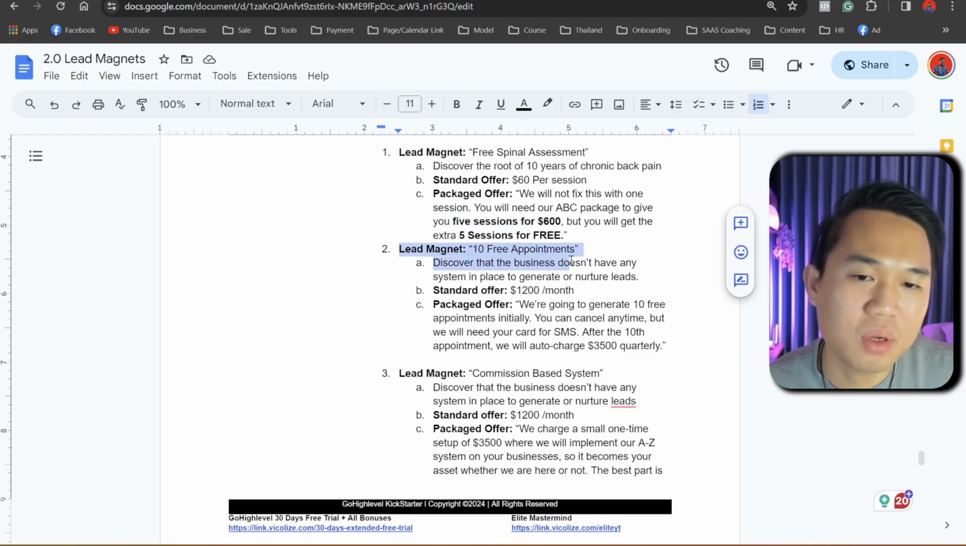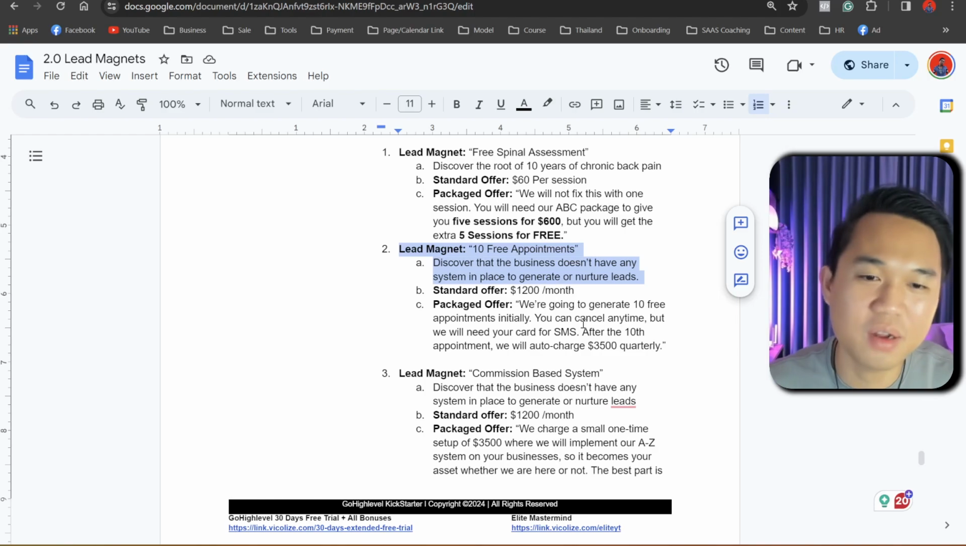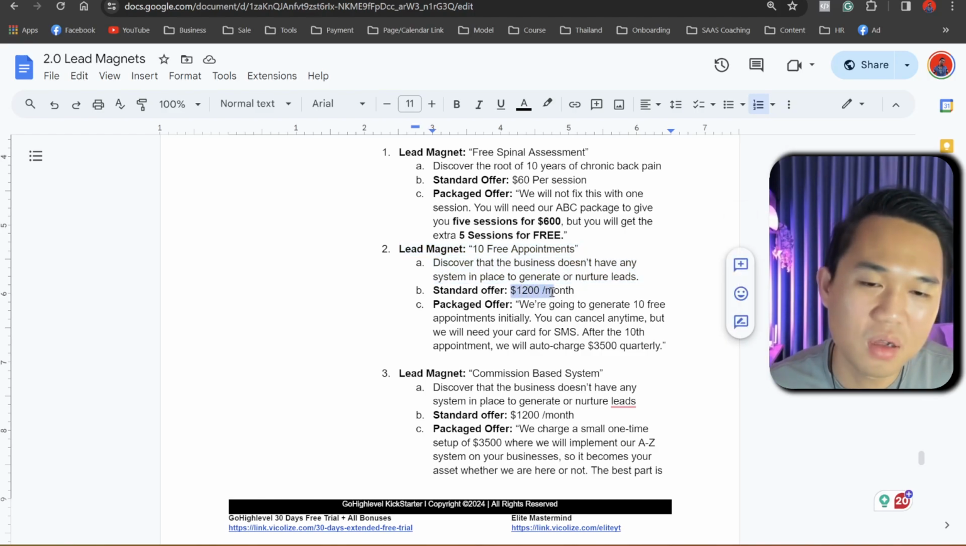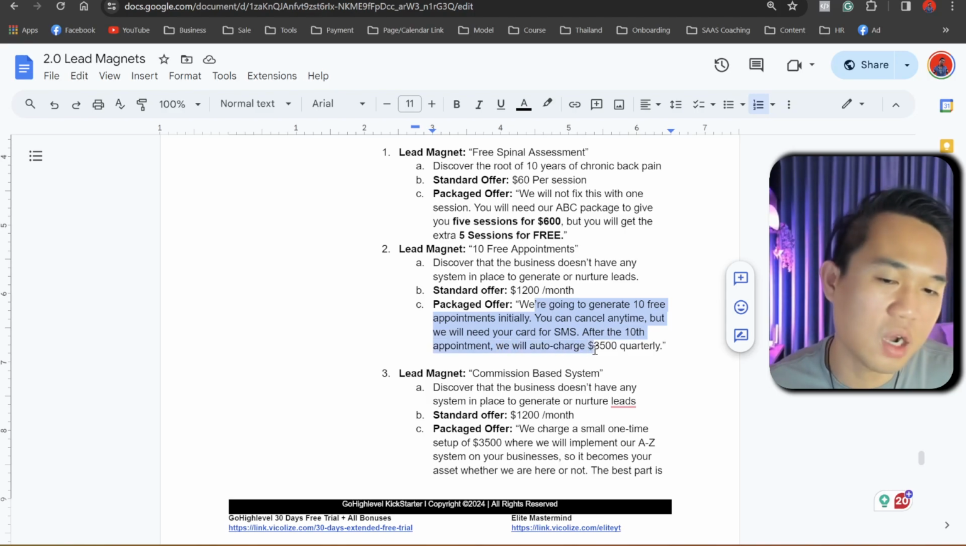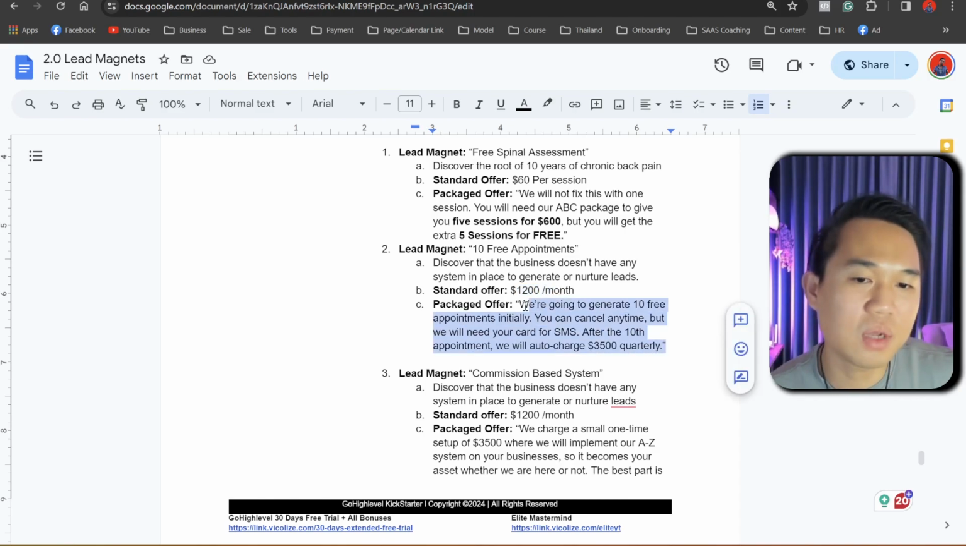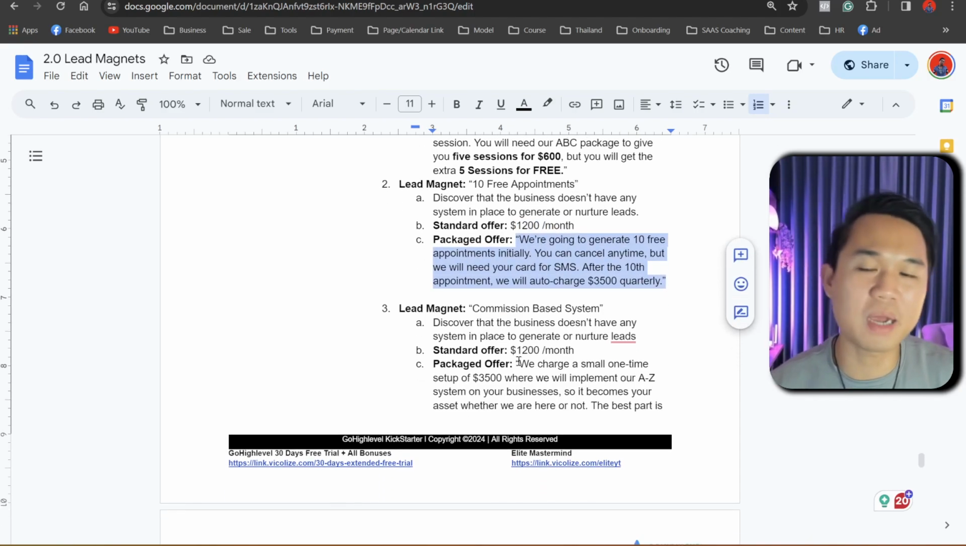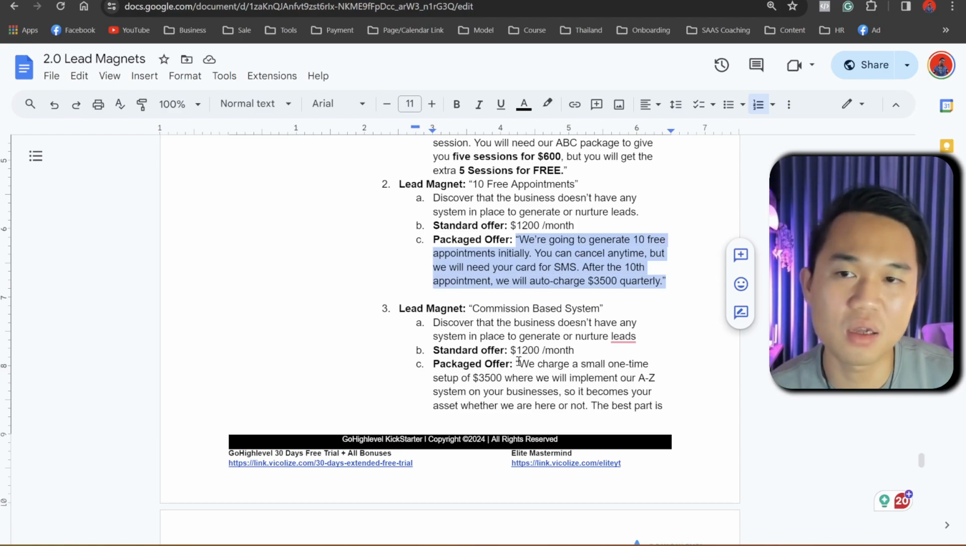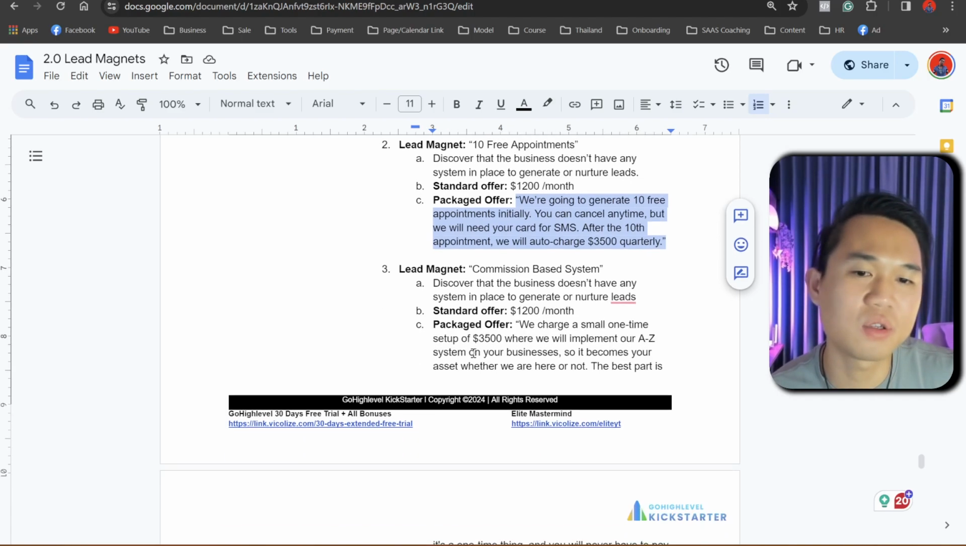Lead magnet: 10 free appointments. Discover that the business doesn't have any system in place to generate or nurture leads. Like when setting this up for a business, we find out they don't have anything in place. Standard offer, $1.2k per month. We're going to generate 10 free appointments initially. You can cancel anytime, but we'll need your card for the SMS. After the 10th appointment, we will auto-charge you $350 quarterly, $1.2k per month. So that's how we package it, right? Just have a little package there so you protect yourself, knowing that you're going to make money out of this, because we're not running a charity at the end of the day.